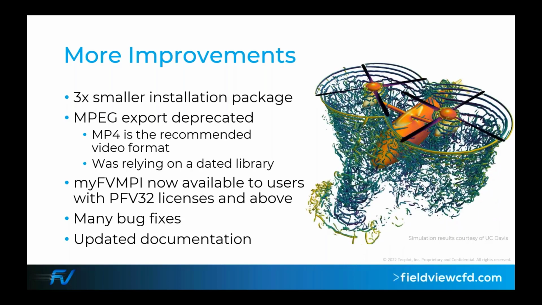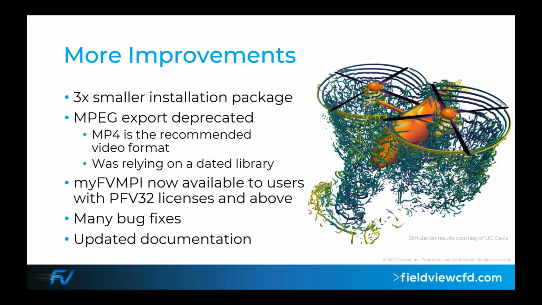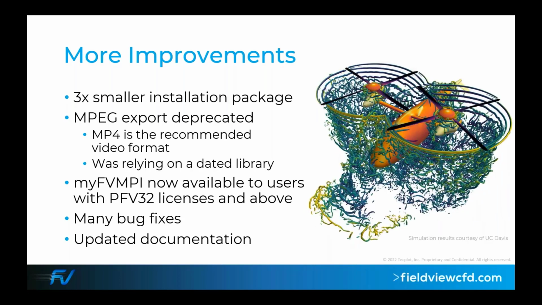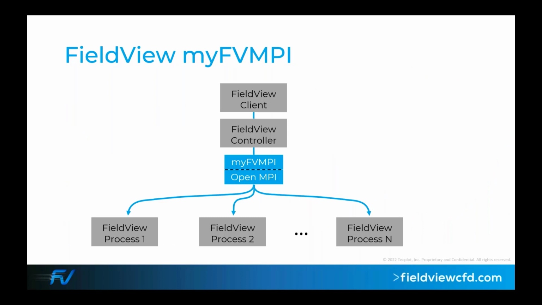We've also made an improvement to MyFVMPI, which is directly available to all users with Parallel 32 licenses and above. So, a quick reminder of what MyFVMPI is. It gets between the FieldView client and its controller and the FieldView processes that are launched when you run in parallel. The idea is that FieldView will then be able to use any MPI you want to run with.